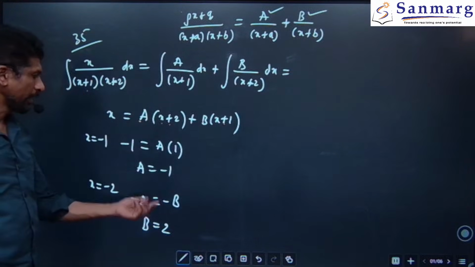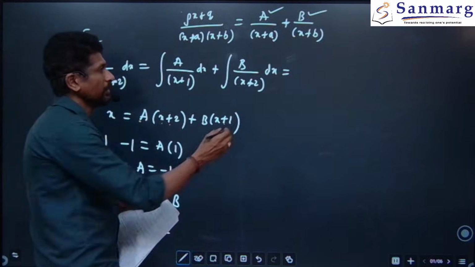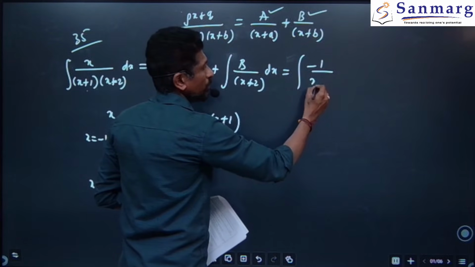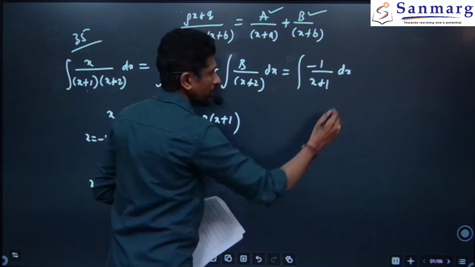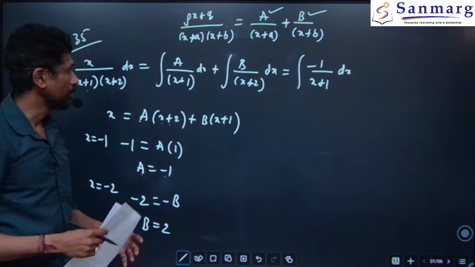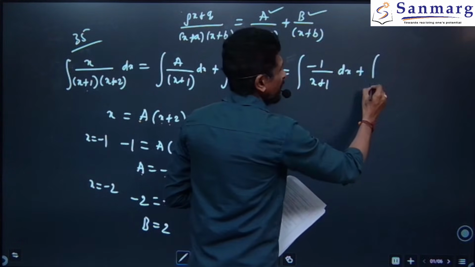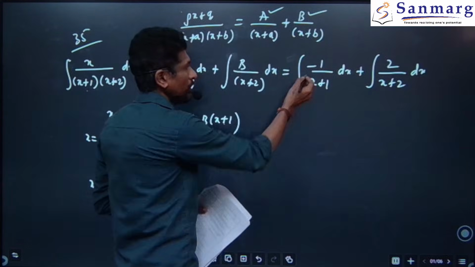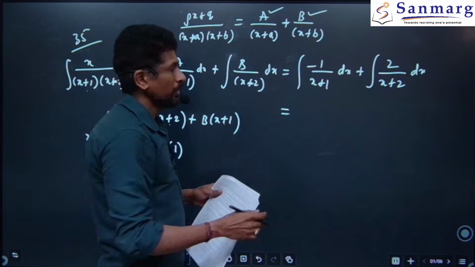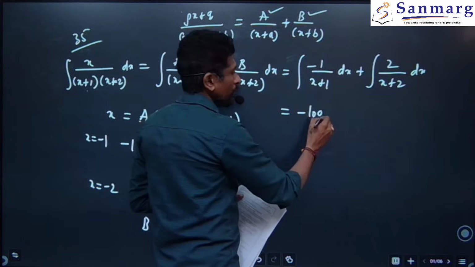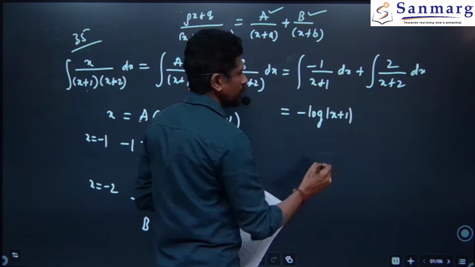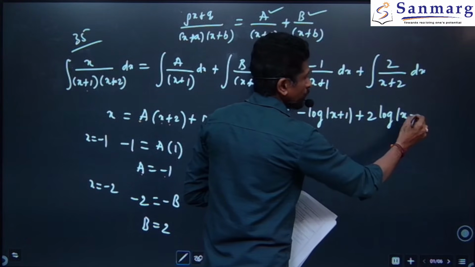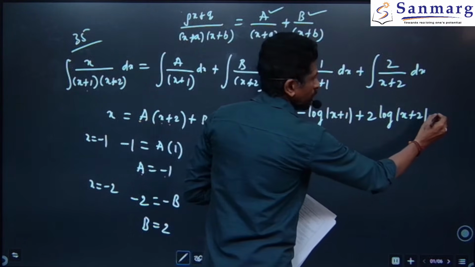So now I will substitute the A and B values in the RHS. The A value is minus 1 here, so minus 1 divided by x plus 1 with respect to dx you have to integrate. The second one, B is equal to 2, so 2 divided by x plus 2 into dx you have to integrate. Now by integrating, in the denominator the log of modulus of x plus 1 comes. Same thing, this one is 2 as it is, log of modulus of x plus 2, plus c you have to consider.